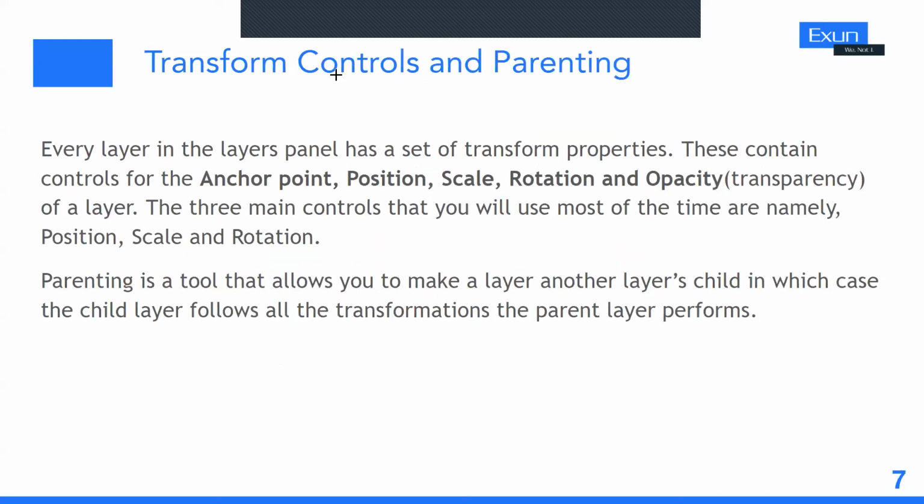The next thing we saw was transform controls, where we went over anchor point, position, scale, rotation, and opacity. And we also covered parenting with the help of an example with the null layer, which just allows you to make a layer another layer's child, in which case the child layer will follow all the transformations the parent layer performs. Transformations in the sense it's just the position, scale, rotation, and opacity.